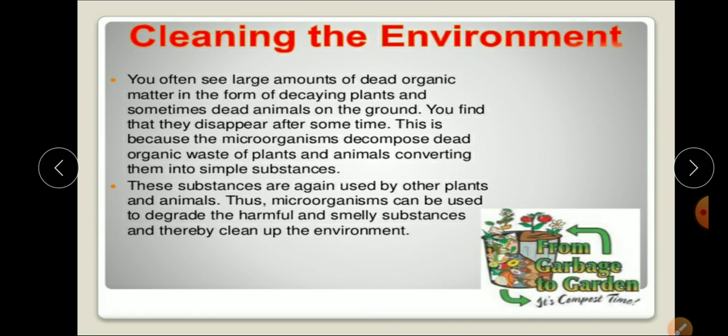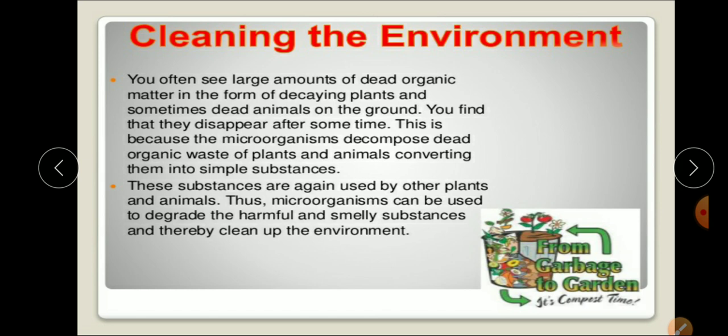Whatever the waste is collected together, inside it microbes are present. So those microbes are converting this plant waste into manure. So the nutrients released in the process can be used by the plants again. Understood?